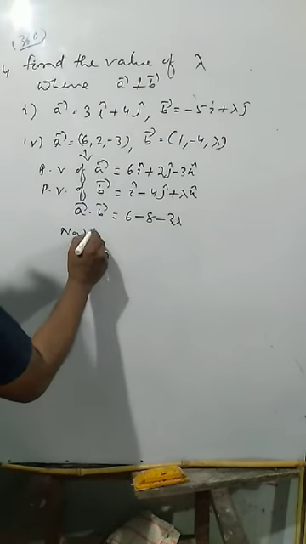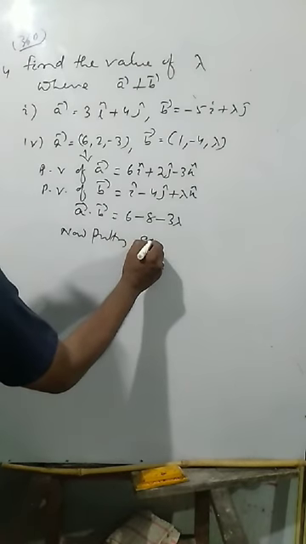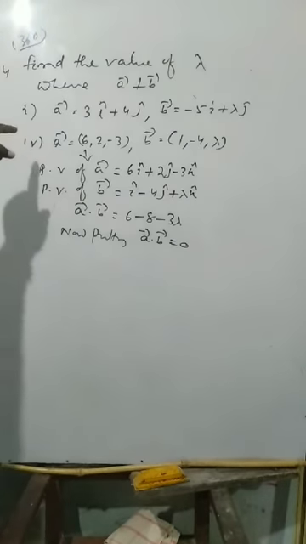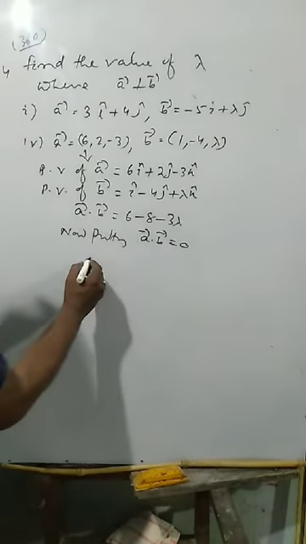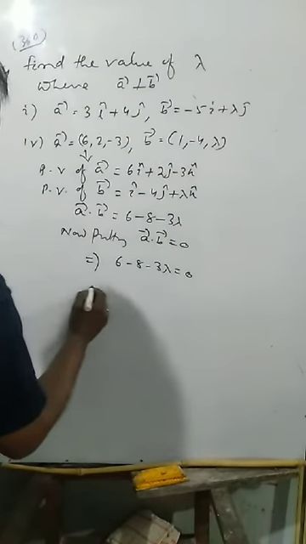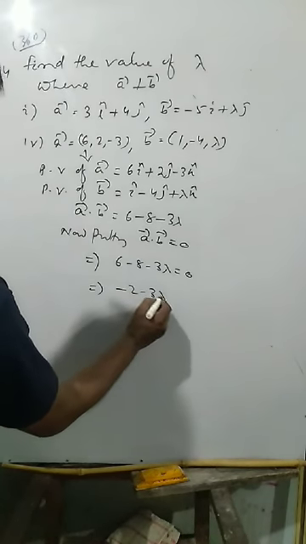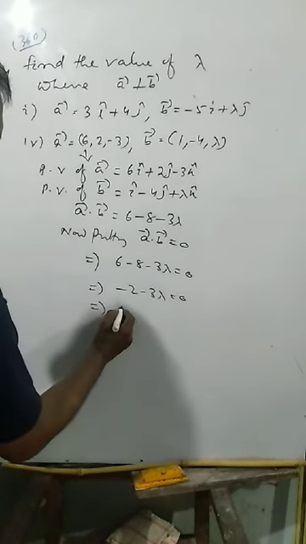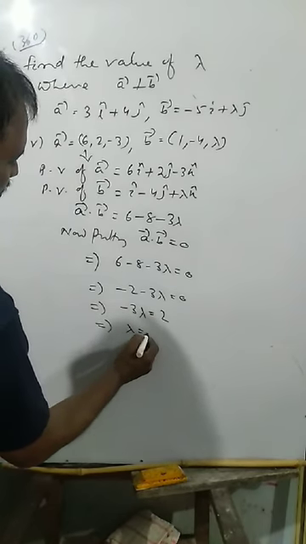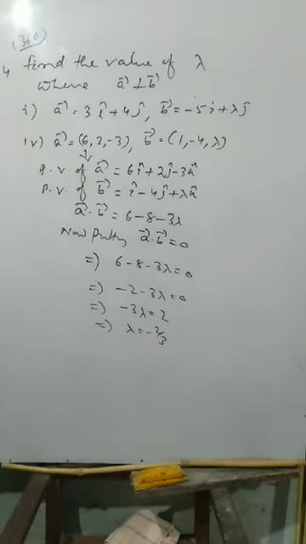Now putting a dot b equal to 0. Why a dot b equal to 0? I have told you they are perpendicular to each other. That implies a dot b equal to 6 minus 8 minus 3 lambda equal to 0. This is minus 2 minus 3 lambda equal to 0. Then minus 3 lambda equal to 2. Then lambda equal to minus 2 by 3. So in this way you find the value of lambda. These are the entrance type questions. Okay.